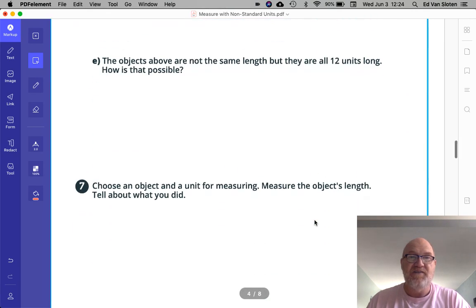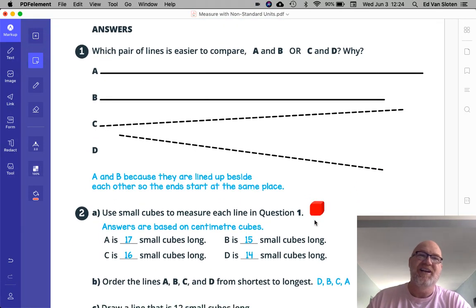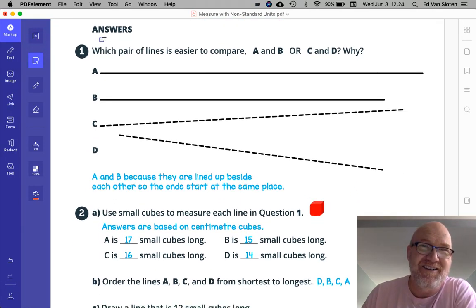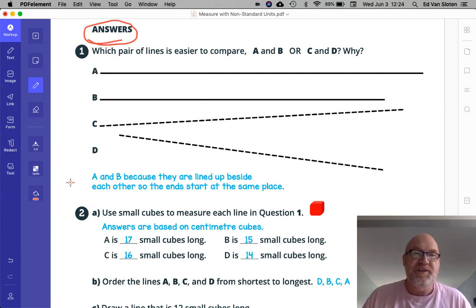But I've got a fun thing on this set of handouts. I love it. I've got the answers. So we talked about this. Which pair of lines is easier to compare? A and B, because they are lined up beside each other, so the ends start at the same place, which is what we were saying.